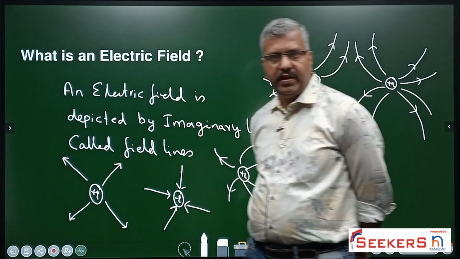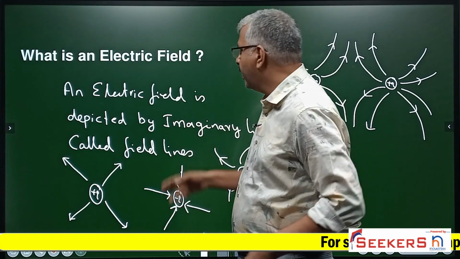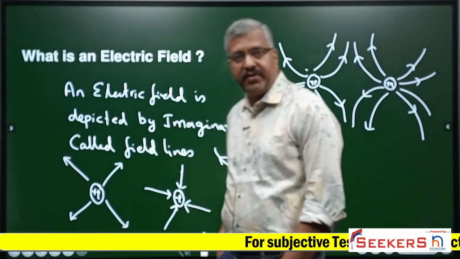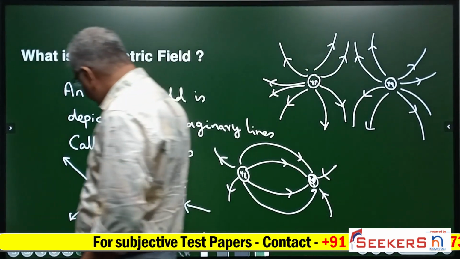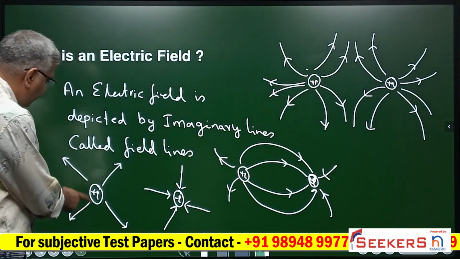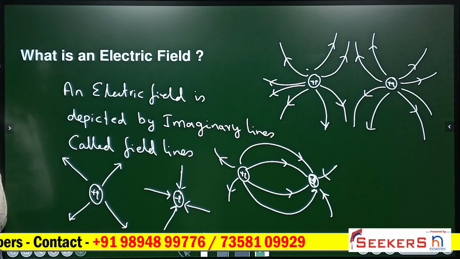Now, an electric field can be shown diagrammatically or graphically by means of imaginary lines which are called field lines. Say for example, if you have a positive charge here, the field lines look like this. These are radial and they move in all directions.